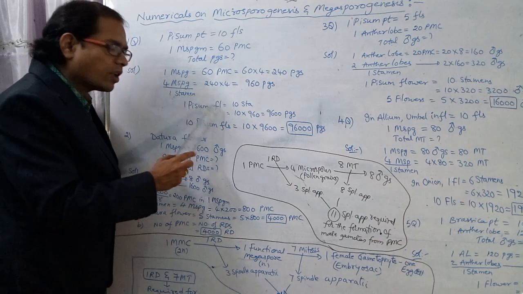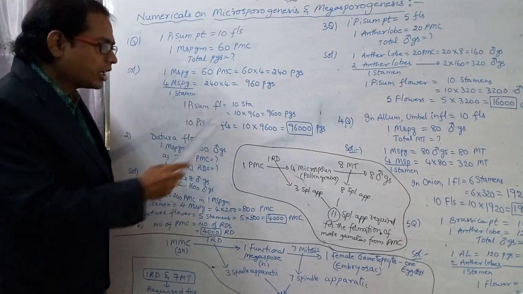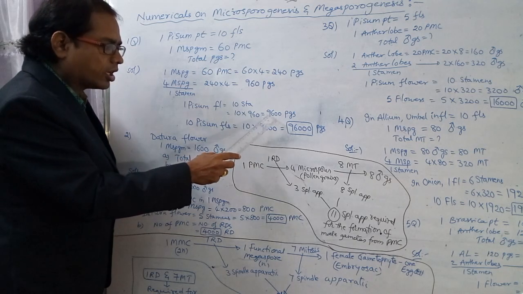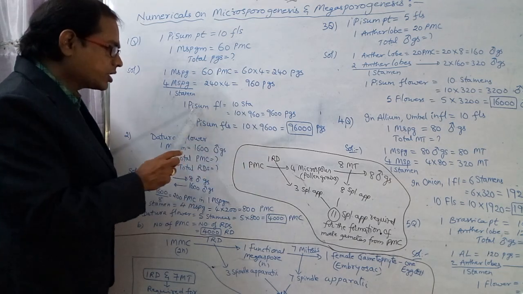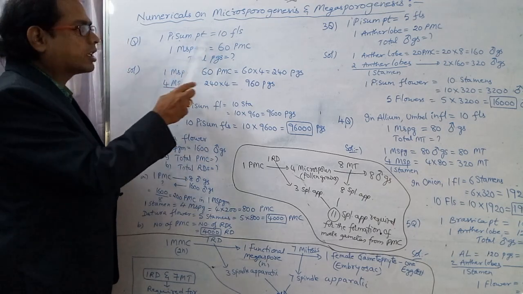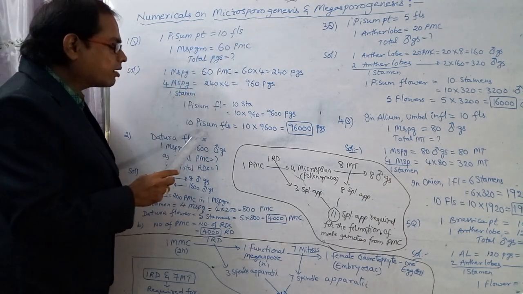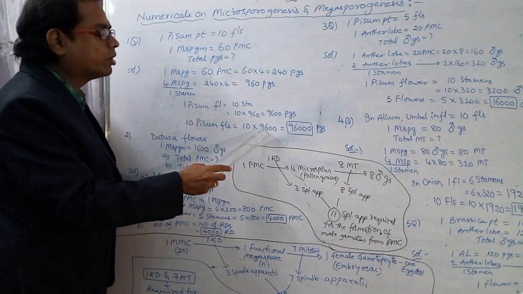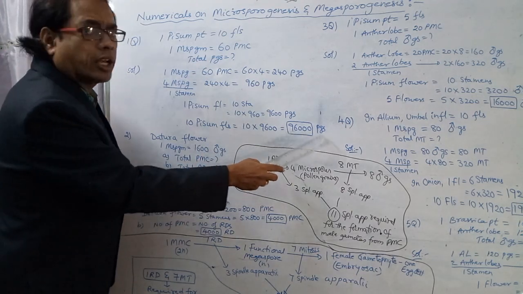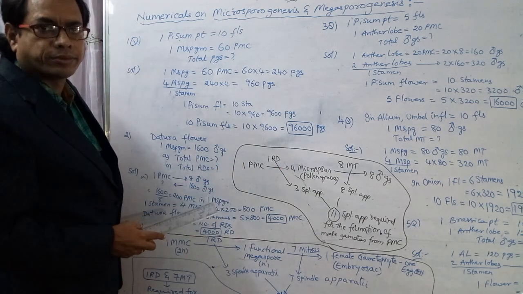In a pisum flower, how many stamens are present? 10 stamens are present. So that is 10 into 960, 9600. That is one flower. And 10 pisum flowers, here they ask 10 flowers. 10 pisum flowers is equal to 10 into 9600. That is equal to 96,000 pollen grains.